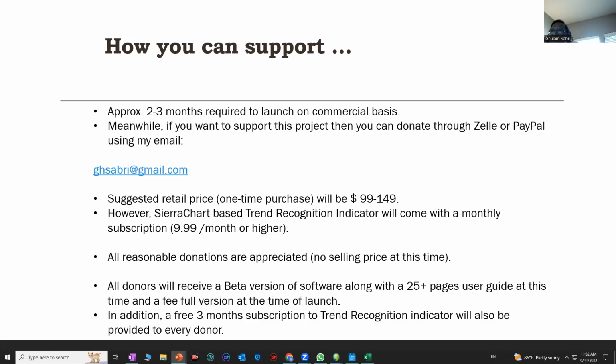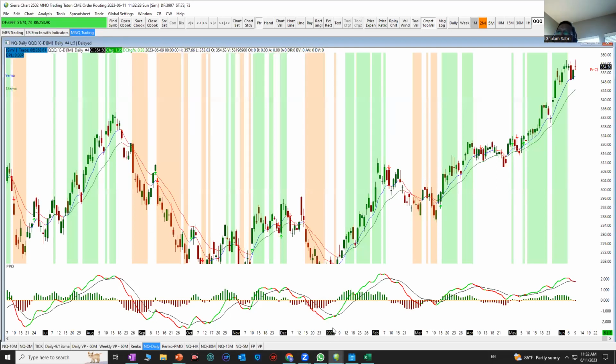And once I launch it on a commercial basis, I will give them the commercial version free, and also a 3-month subscription to the trend recognition indicator. The indicator I have just shown you, once it is available, I think it will be available in Sierra Chart first, because I have already programmed it in Sierra Chart, and then in Excel. So this is what my program is.